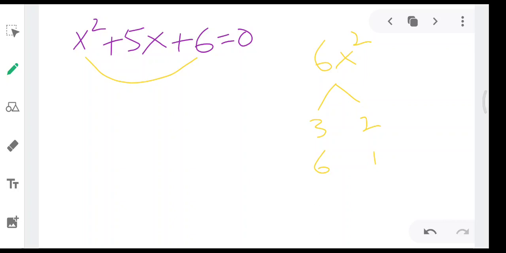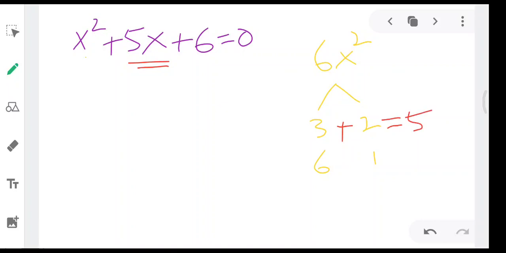Now I need to take 2 factors. So which one should I take? Should I take 3 2 times or 6 1 times? That is very important. I should take the factors in such a way that if you add the factors, you must get the middle term. What is the middle term in this? 5x. So if I add 3 plus 2, I'll get the middle term, that is 5.